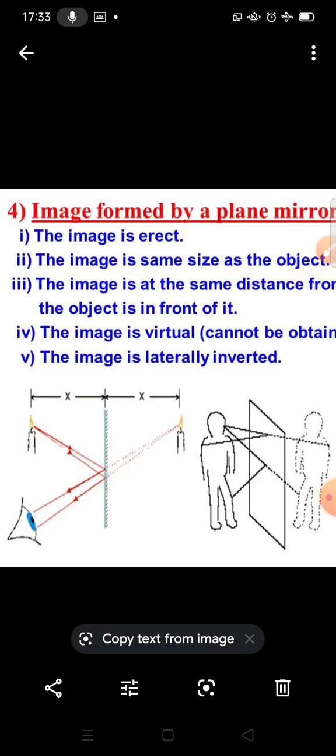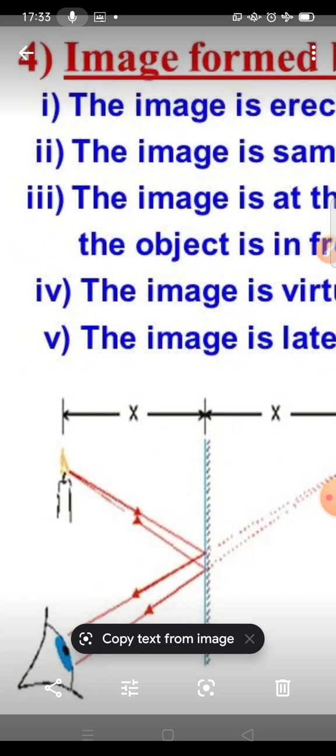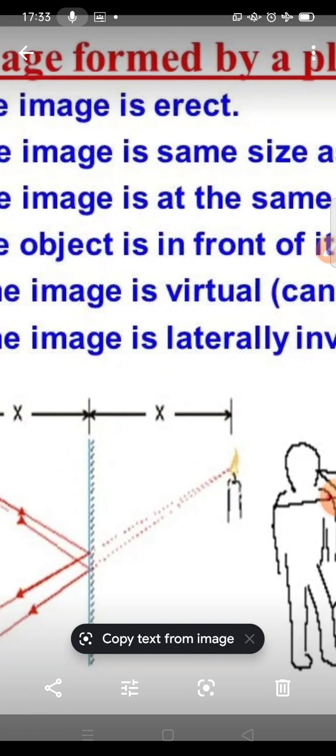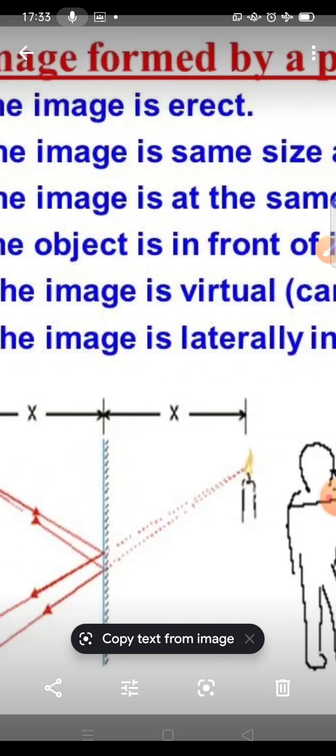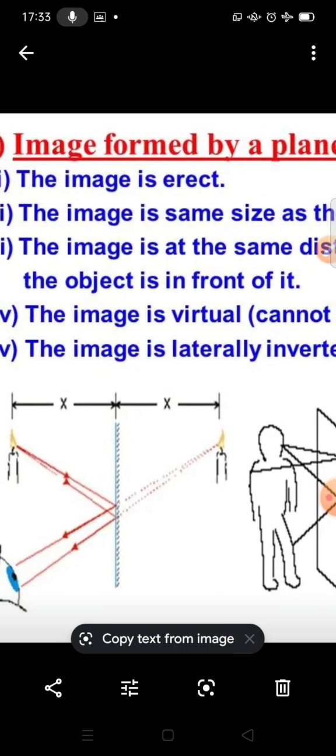Okay. So, one can also notice that the size of the image is equal to the size of the object. You can see there is a candle also. When you see the image, there is an image also. So, the sizes of the object and the image will be equal. And also, the distance will be equal. The distance of the object in front of the mirror is equal to the distance of the image formed behind the mirror.